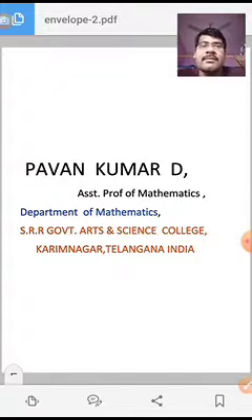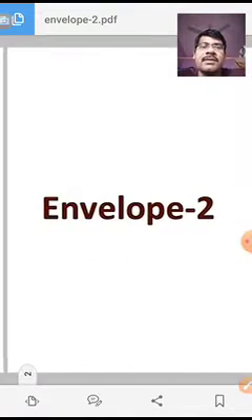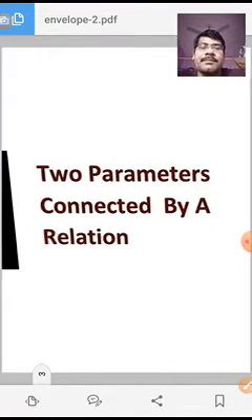Last section we discussed the envelope of the one parameter family of curves. Now we discuss the envelope of the two parameter family of curves, that is in the form of f of x, y, a, b is equal to 0, with two parameters connected by a relation.